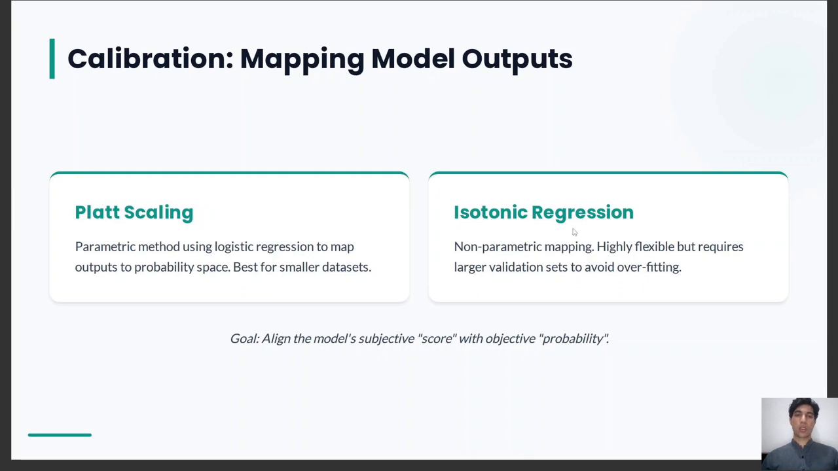On the other hand, we have isotonic regression, which is a non-parametric mapping, and it is highly flexible but requires larger validation sets to avoid overfitting. So this is for complex data sets, and Platt scaling is for smaller and simpler data sets. But our goal is to align the model's subjective score with objective probability. So the probability should be accurate. If our model gives a 20% probability of a disease occurring, then that probability should be accurate because in clinical data science that accuracy matters the most.